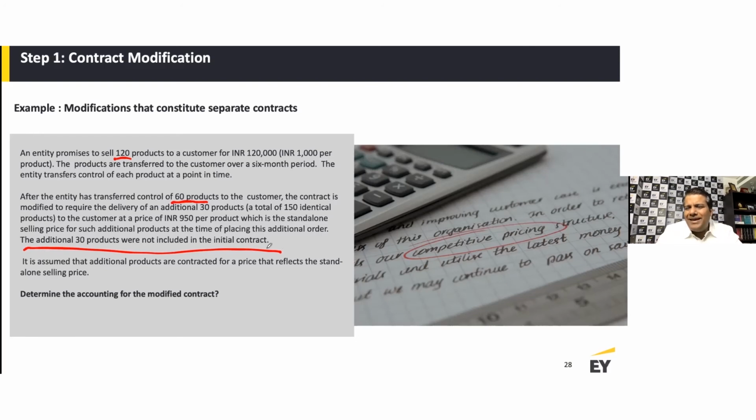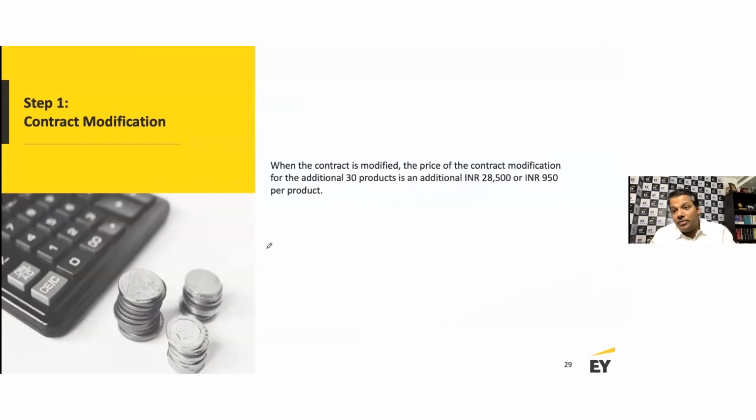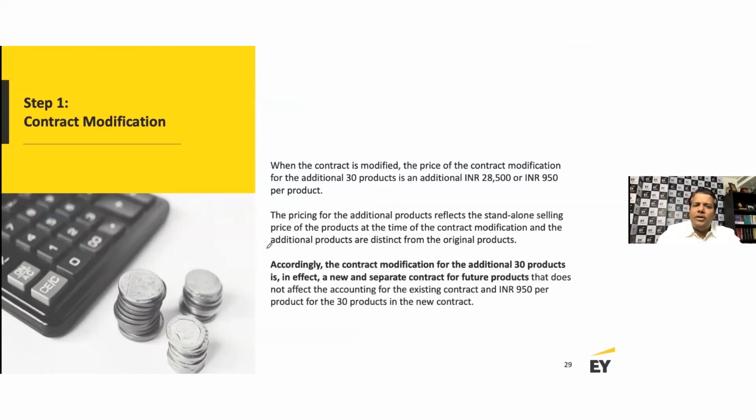Is there a change in scope? Yes, there's a change in scope. There are now more units to be transferred. Is there a change in price? Yes, there's a change in price. Does the change in price represent the standalone price for the change in scope? The answer to that is also yes. If that's the case, then it is a separate contract. If the answer to that would have been no, then it would have been part of the same contract, right? When the contract is modified, the price of the contract modification for the 30 additional units is INR 28,500. The pricing reflects the standalone selling price of the product at the time of contract modification, and the additional products are also distinct from the original product.